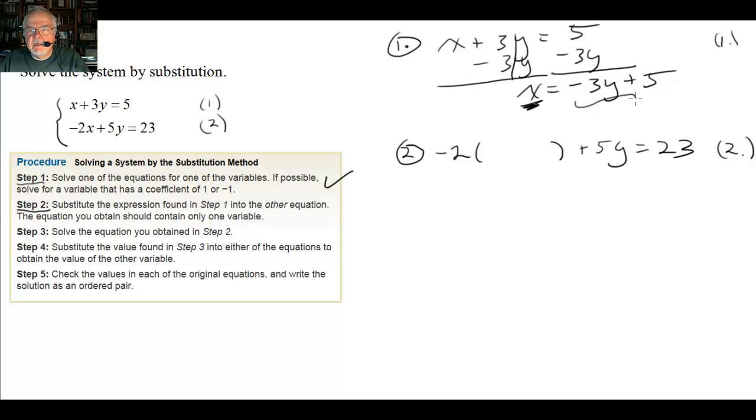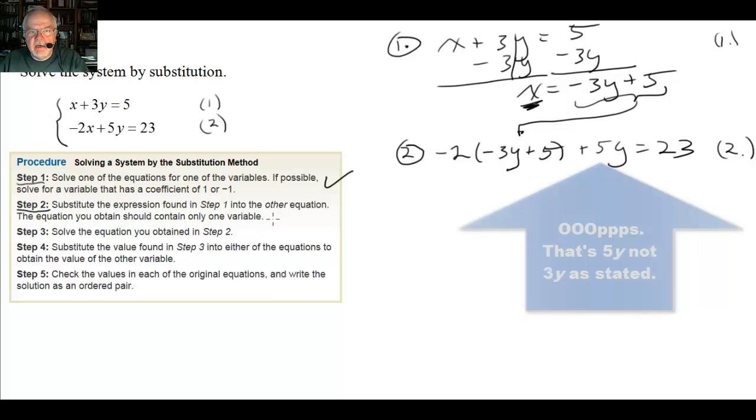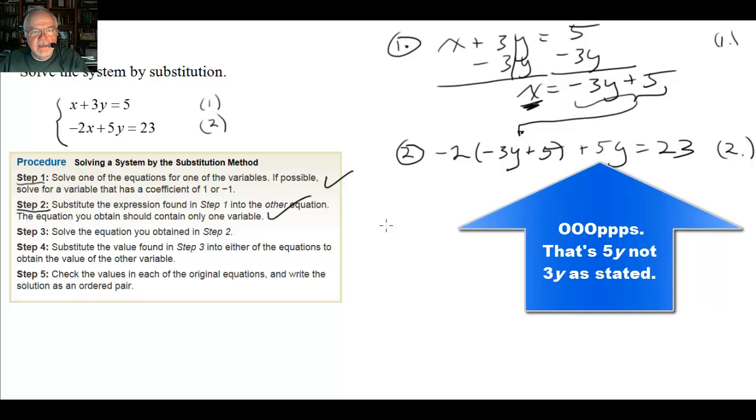All right, so we're going to substitute this thing on the left-hand side for x because they're equal. They're the same thing. So I haven't really changed anything. The equality is still going to hold true. Now, what does it say? The equation you obtain should contain only one variable. Oh, guess what? It only has one variable, y. Oh, check-a-rooney. That is done. So let's do step 3.